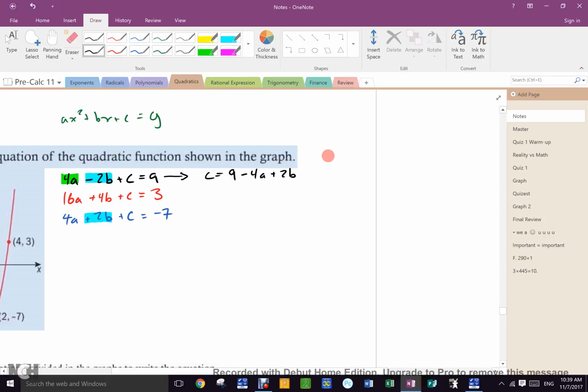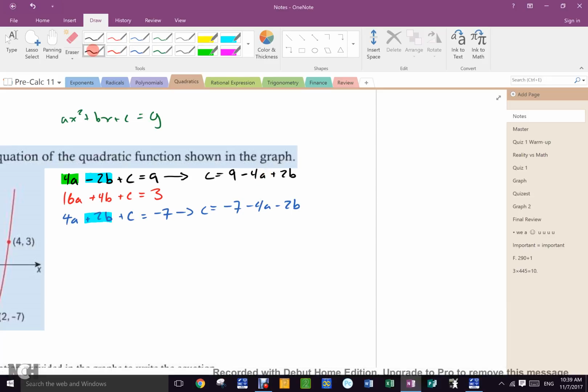Okay. Now, Max has already said he wants to work with these two, right? Because he noticed the 4's and the 2's. So let's take this guy and change him to c equals negative 7 minus 4a minus 2b. Is everybody okay there? Okay. What does c equaling that and c equaling that mean for these two? They're the same. Thank you, Jazz Carrot.